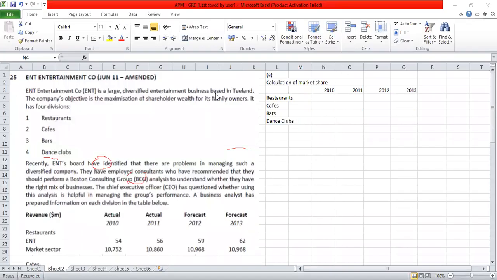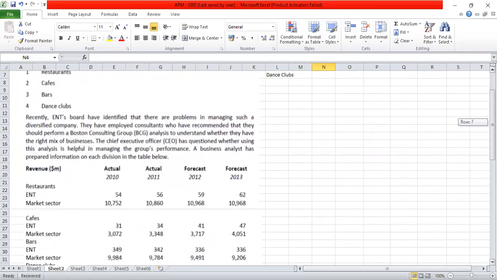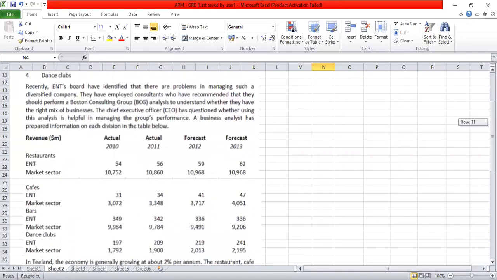How to calculate the market share? As of now, the only variable which is given to us is revenue. So there is the revenue that is generated by ENT and the total revenue generated by the market. The market share is 100%. The revenue generated by ENT is what percentage? So that is what basically we have to do.